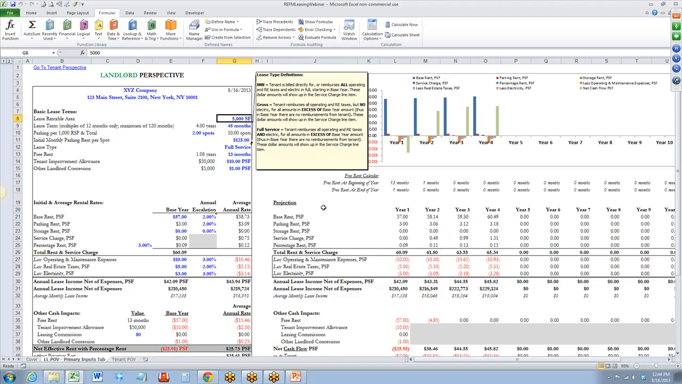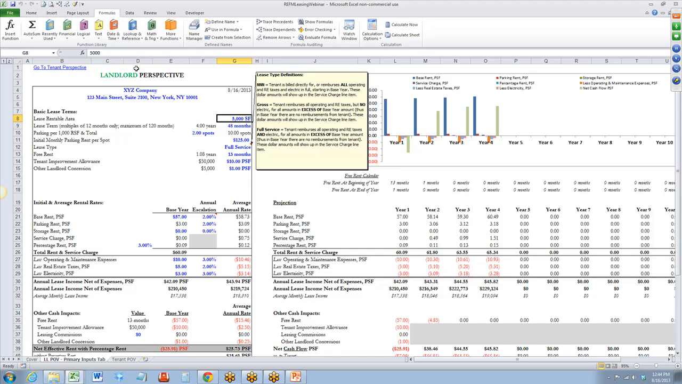This model is set up, just as a heads up, to address three different lease types: a triple net, which we talked about, gross, and full service. And should you want to make further modifications to address a different type of lease, you can of course do that if you wish, because the file is unlocked. But these are three good examples to use for the sake of understanding.